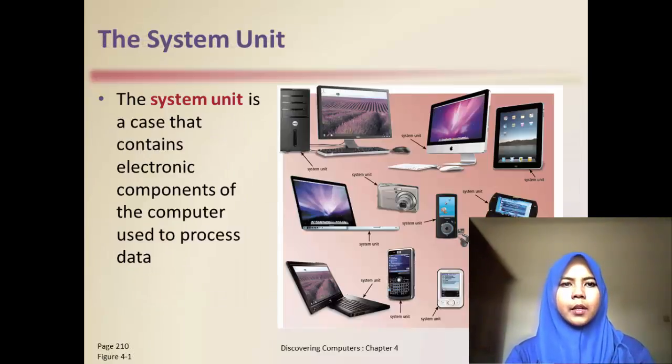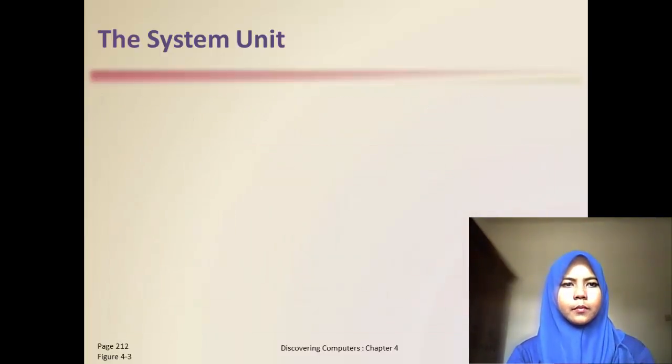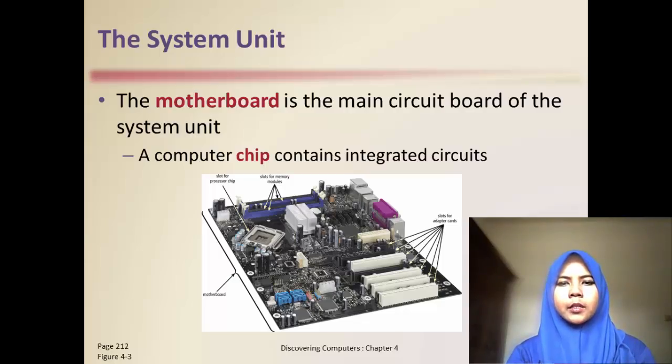The system unit is a case that contains electronic components of the computer used to process data. The inside of the system unit on a desktop personal computer includes the motherboard, which is the main circuit board of the system unit, and a computer chip, which contains integrated circuits.